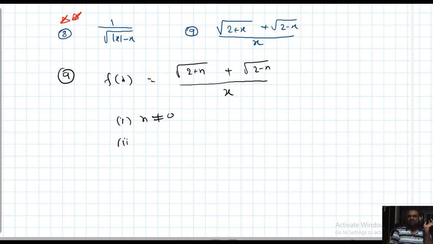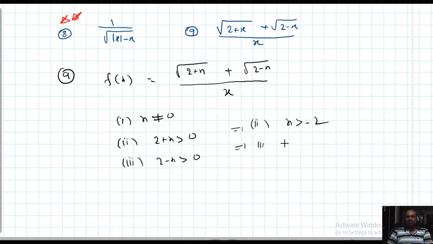Second, 2 plus x should be greater than or equal to 0. Third, 2 minus x should be greater than or equal to 0. We want to find the common x. The second one says x should be greater than minus 2. What does the third one say? x should be less than 2.